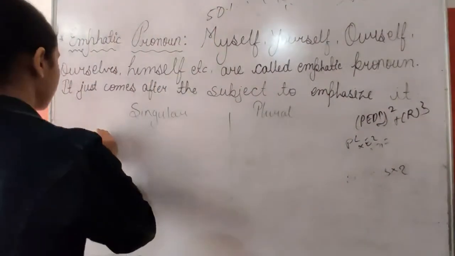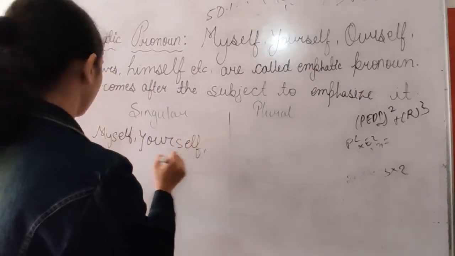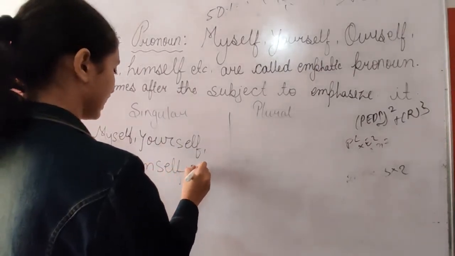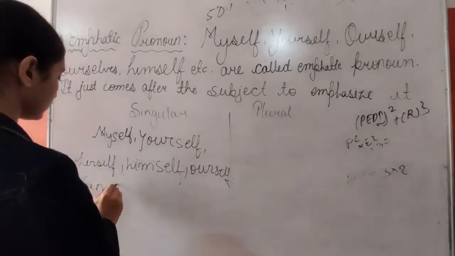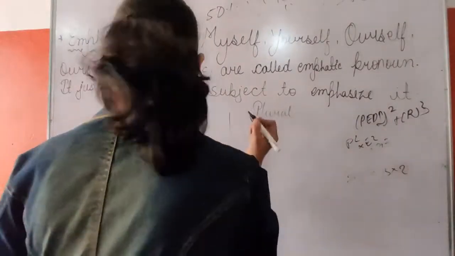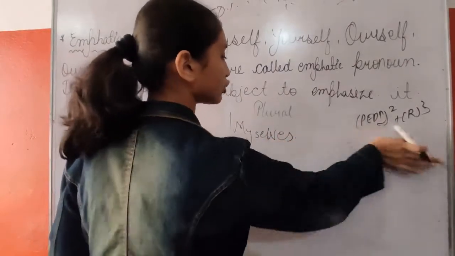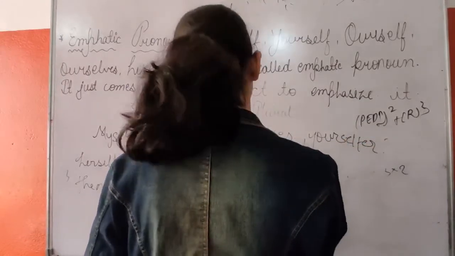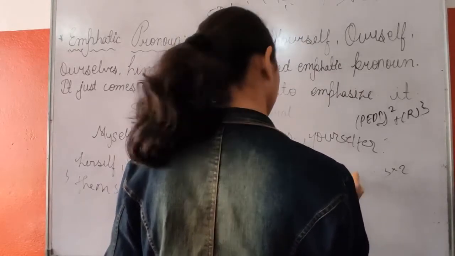So the singular forms are myself, yourself, herself, himself, itself, and so on. And in plural, it will change into ourselves. Because here is F, we will convert it into VES in plural. Yourselves, themselves, and many more. And yourselves also, and ourselves also.